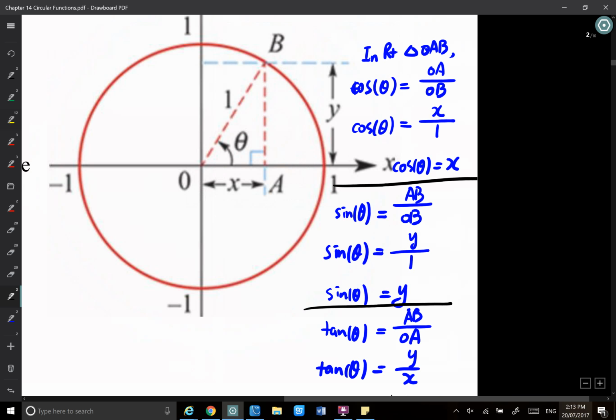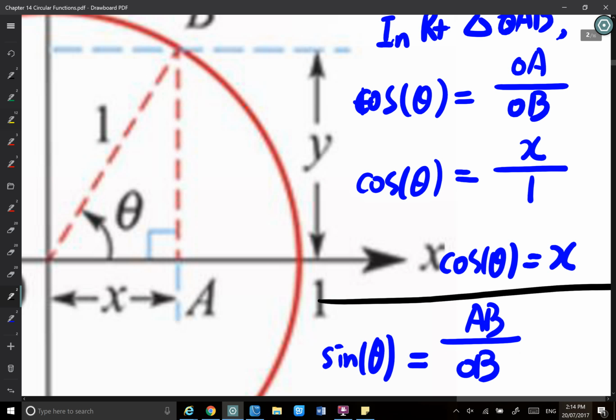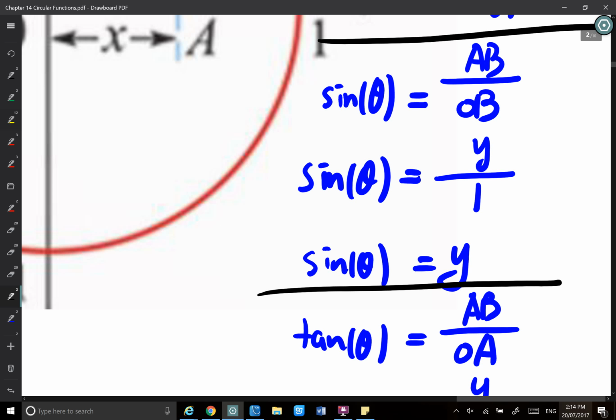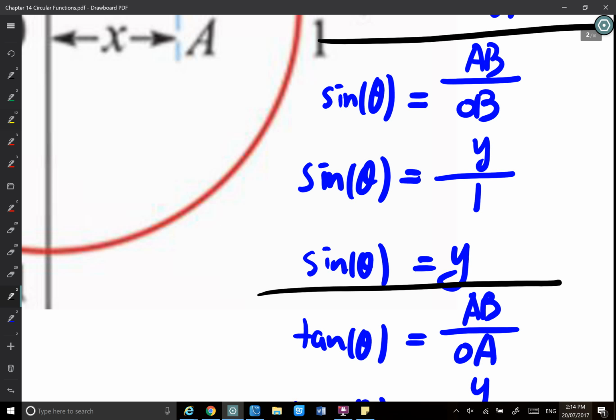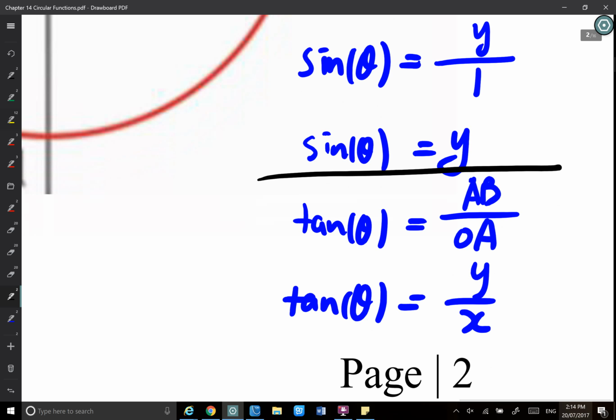Okay, that's how we use trig to represent the sine, cosine, and tangent values. Cosine is this, sine is that, and tangent is that. Okay, that's how we use trig ratios to prove that x, y is actually the cosine and sine value respectively. Alright, I'm not going to continue.